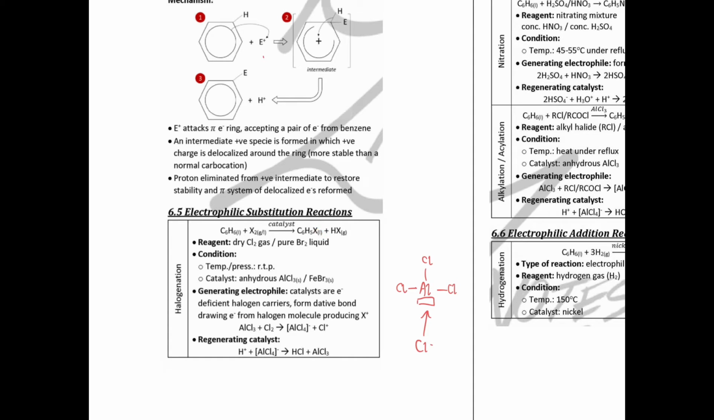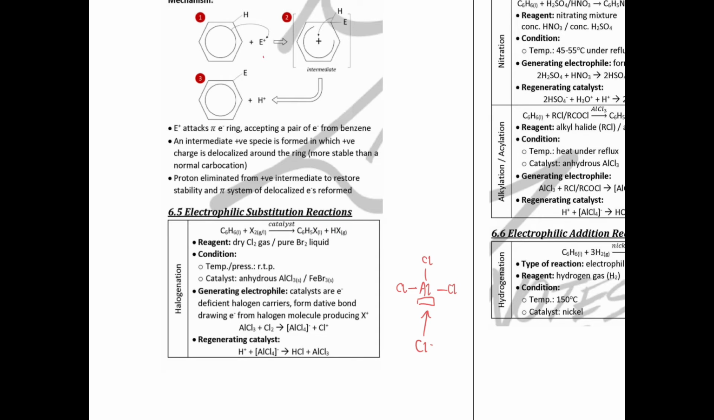C6H5Cl. Be aware that originally it is C6H6. Now one hydrogen has disappeared, so it becomes C6H5, and then it is replaced by chlorine, for example. Then the hydrogen kicked out combines with the other Cl, the one that is negatively charged, to form HCl. So that is the overall equation: C6H6 plus Cl2 becomes C6H5Cl plus HCl.